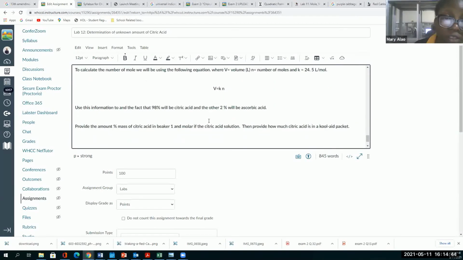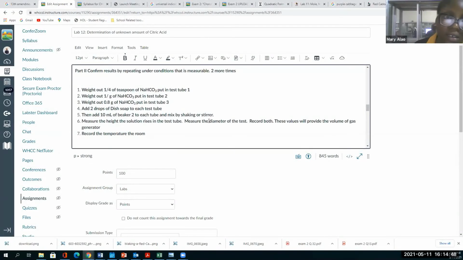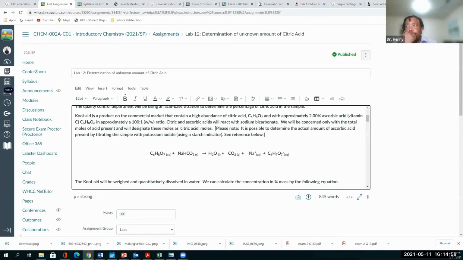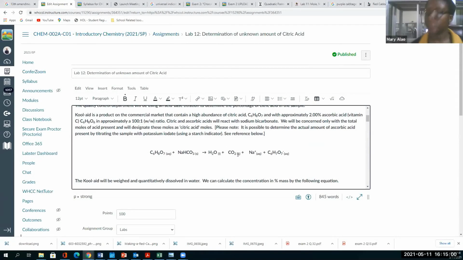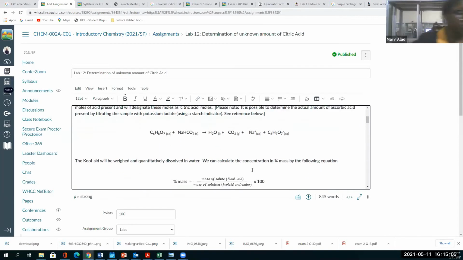Is that where part 2 says using volume of gas generated to calculate moles of citric acid? That is correct. So the gas here is oxygen? That's right. So based upon the chemical equation, the gas is carbon dioxide, right? Okay, carbon dioxide.